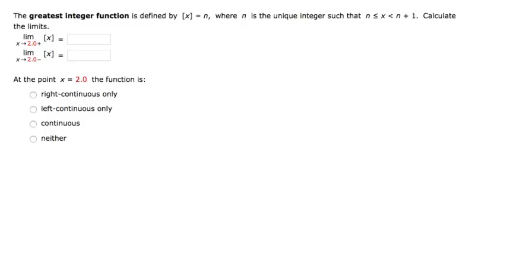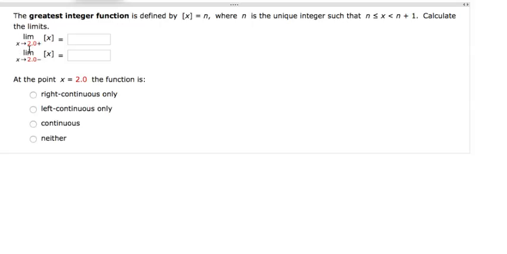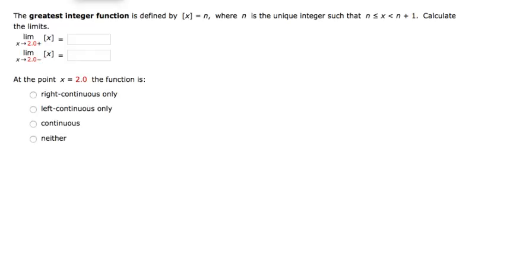All right, in this problem we have the greatest integer function, which is defined as the greatest whole number less than or equal to x. Okay, so it says calculate these two limits: the limit as x approaches 2 from the right of the greatest integer function, and from the left. Then we're going to look at continuity, but first we'll need to look at those limits.